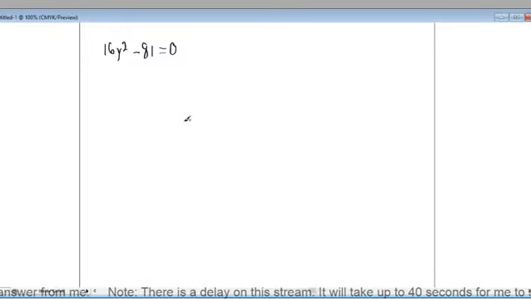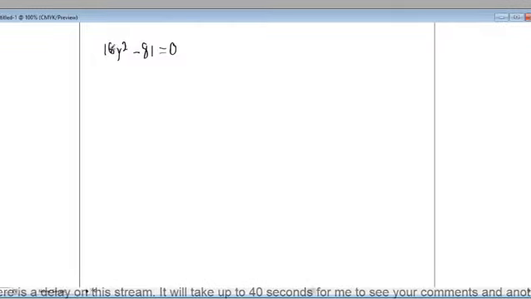Is this a difference of squares then? Yes, actually it is. So if we look, 16 is 4 squared. Y squared is literally y squared, and 81 is 9 squared. And yes, indeed, they have a difference between them. They are subtracting. So we can factor this as a difference of squares.